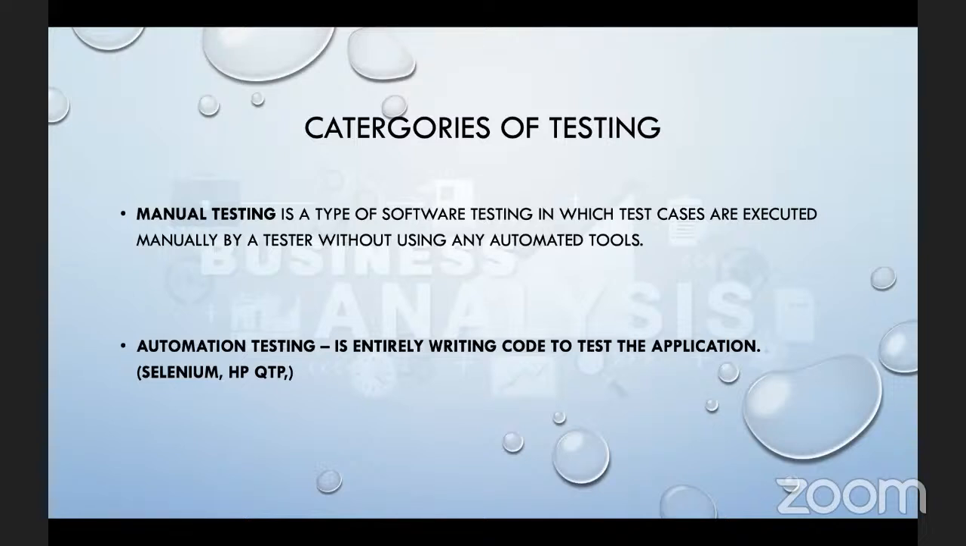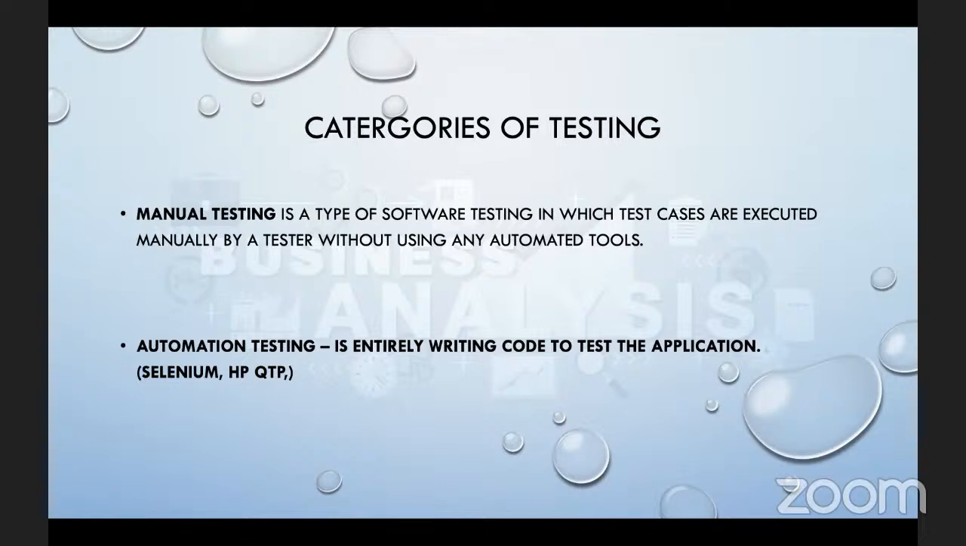And then we have automated testing, right? So automated testing, it's not like the manual one where you actually write... you get to have a test case. It's the same test case, but this time around it's not a spreadsheet, etc. You're writing maybe some few lines of Java, some few lines of code, C sharp, etc., in there, right? So automated testing is entirely writing code to test the application.